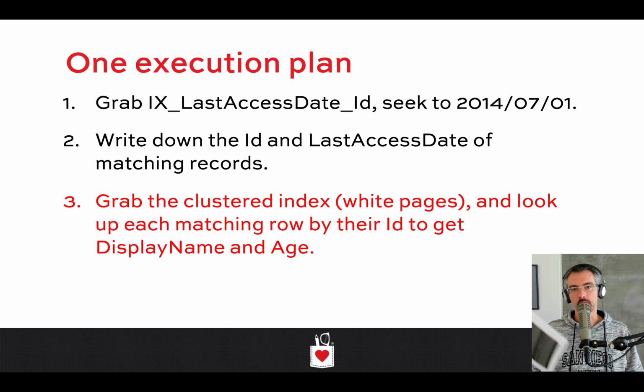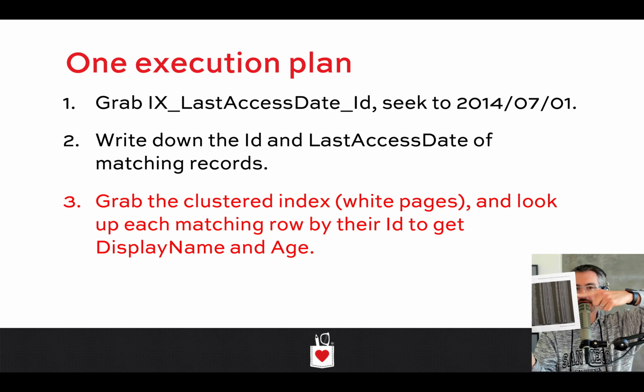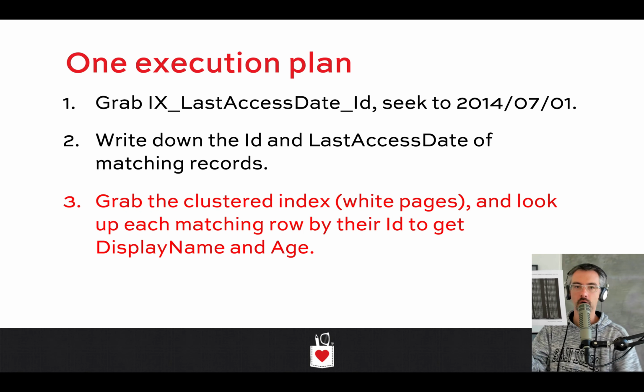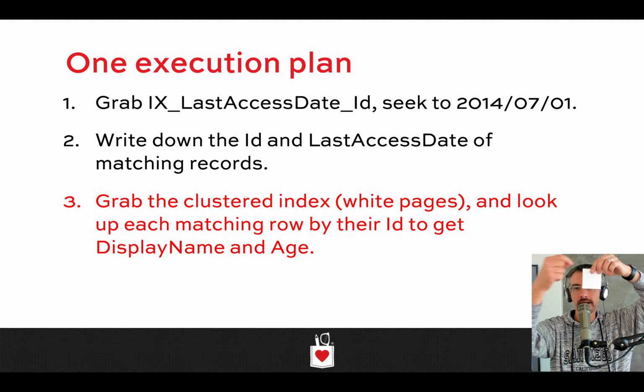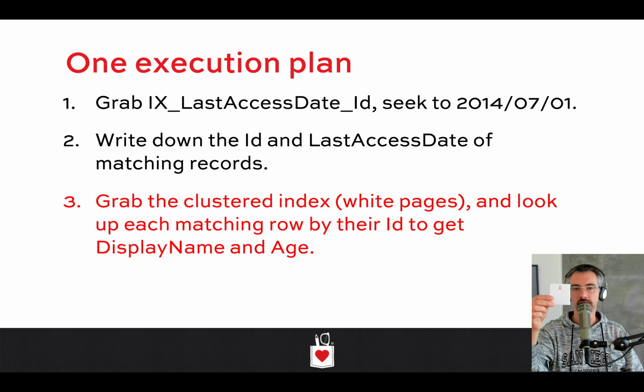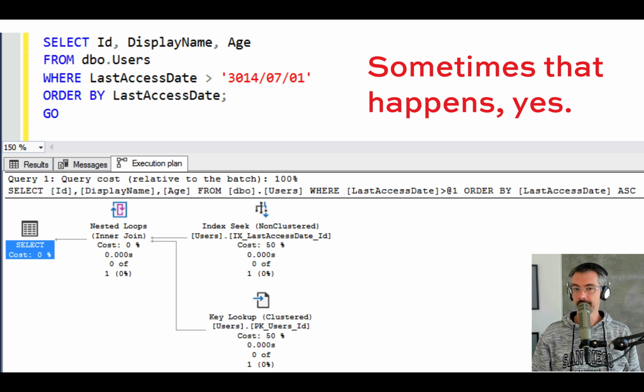One way that I could execute the query is I could still use this. I could go seek directly to July the 1st of 2014. I could go grab my handy scratch paper, write down the IDs and last access dates of the rows that match. Then I could go look up their display name and, what was the other thing I asked for? Age. Display name and age over on the clustered index. Now, sometimes SQL Server does that. In this example here, that's exactly what we're doing.